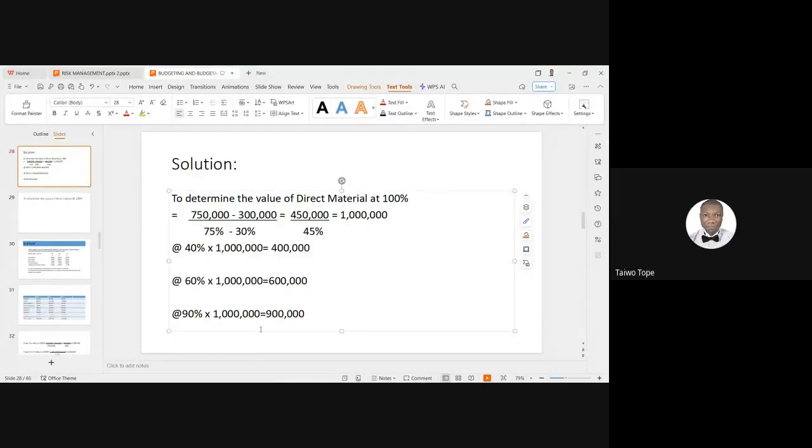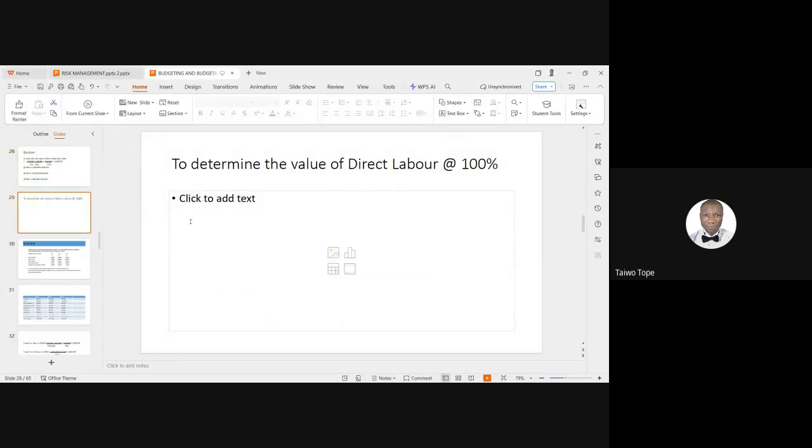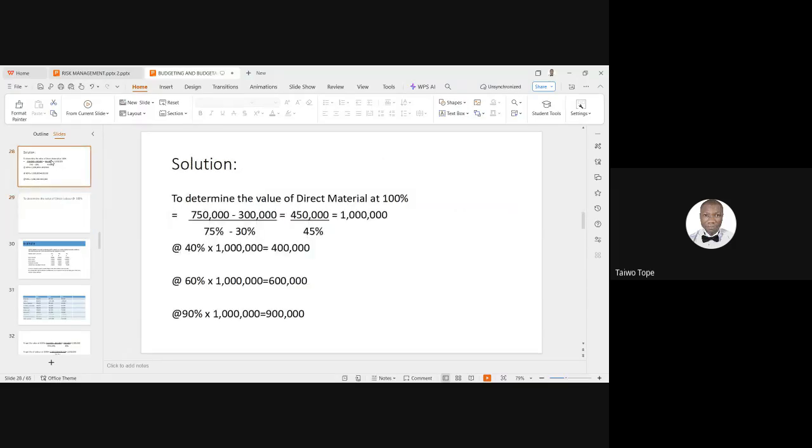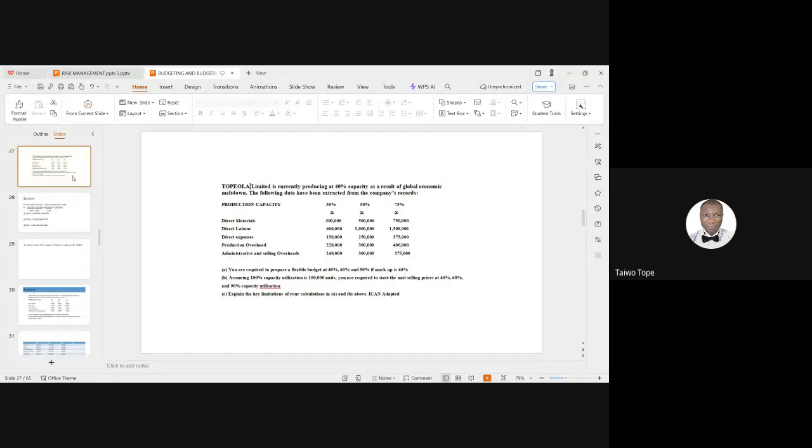Yes. So if you've gotten this, can you help us with the direct labor? What are we going to do with direct labor? To get the value at 100%, then at the various percentages given in the question. So the value at 100% is 2 million. That is 1.5 million minus 600,000 is 900,000, divided by 45%, 2 million. Okay, 2 million. Fine.